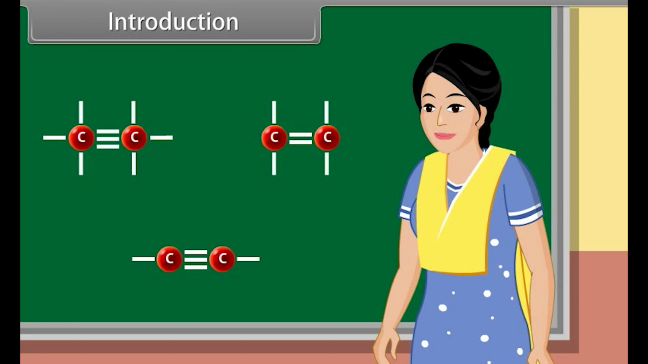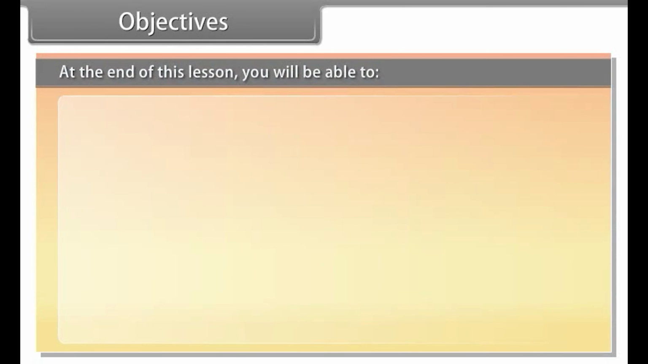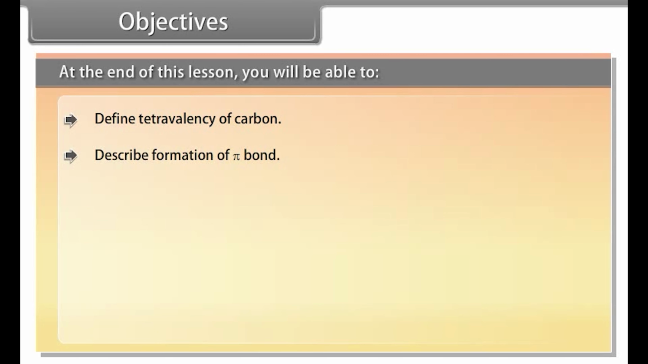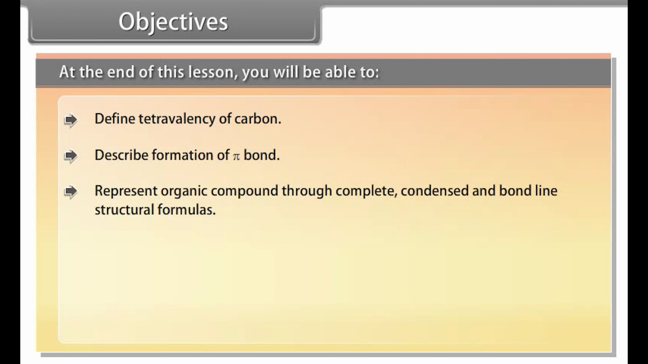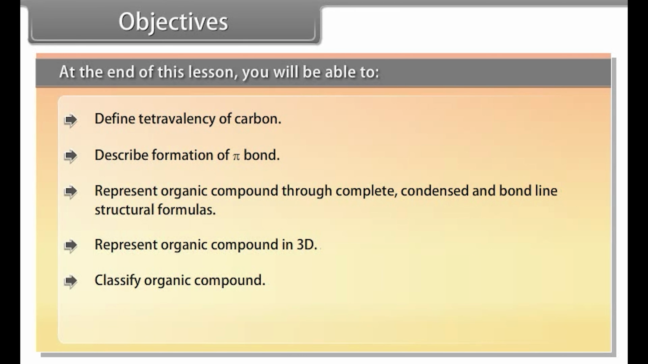In this lesson, you will learn organic chemistry and some basic principles. Objectives. At the end of this lesson, you will be able to define tetravalency of carbon, describe formation of pi bond, represent organic compound through complete, condensed and bond line structural formulas, represent organic compound in 3D, classify organic compound, describe nomenclature of organic compound, tetravalence of carbon, shapes of organic compounds.